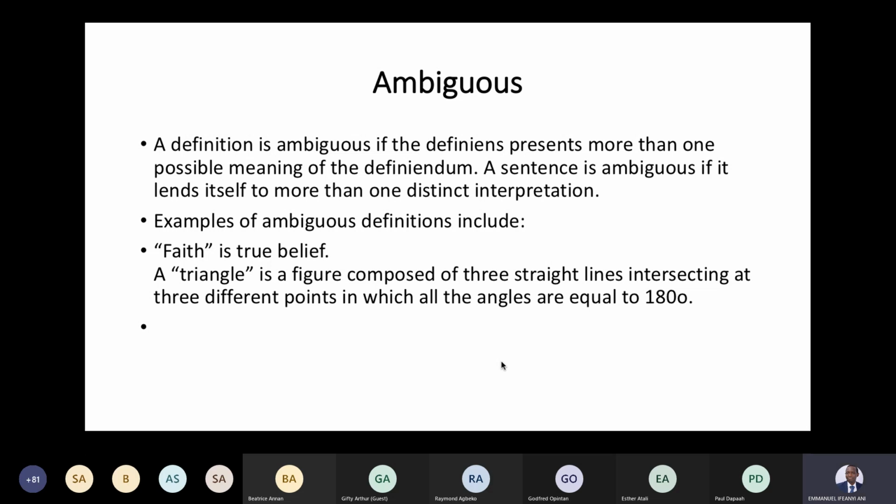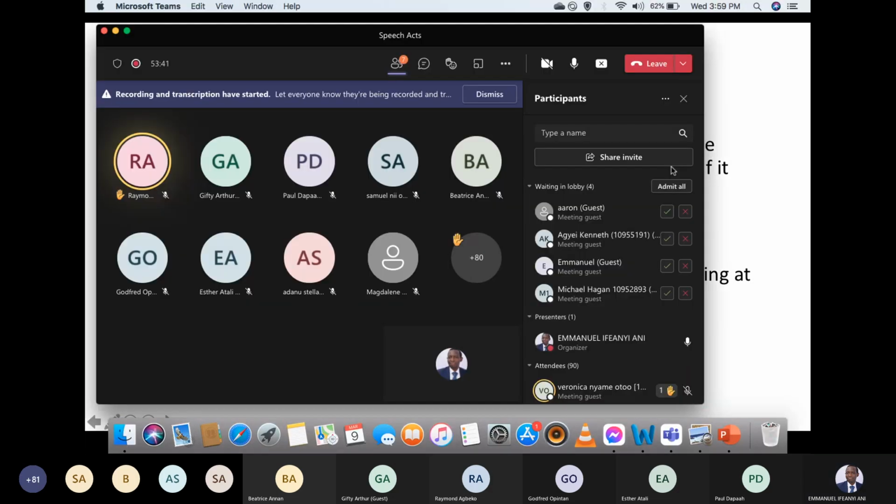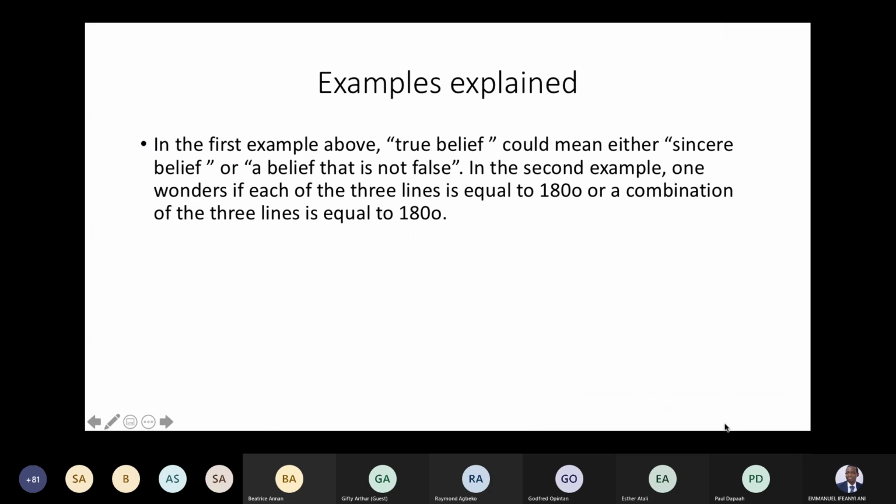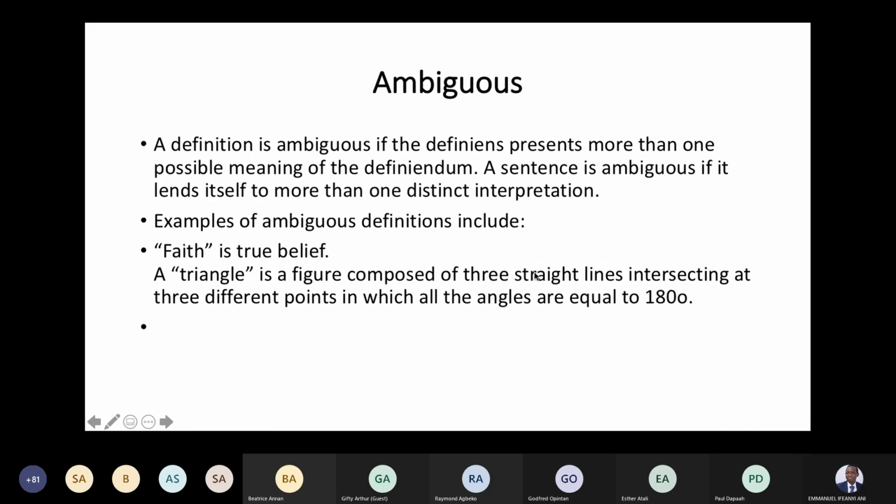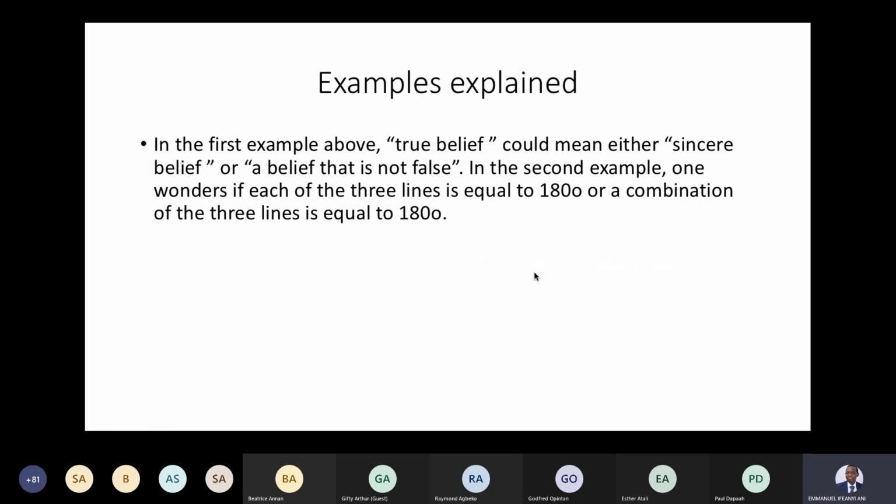So when you say faith is true belief, you see that true belief can also suggest some other kinds of beliefs that are not faith. And so faith is true belief can be interpreted in more than one way. Now, in the first example above, true belief could mean either sincere belief or a belief that is not false.